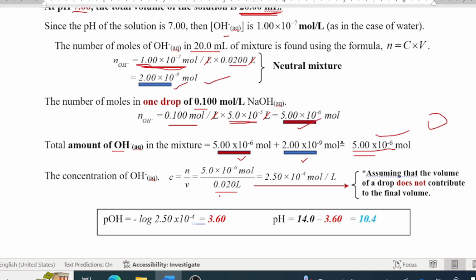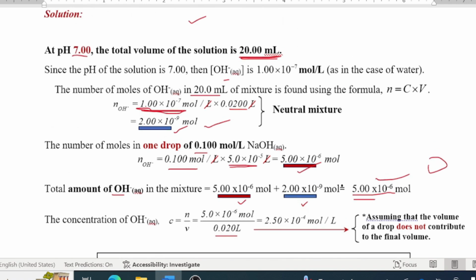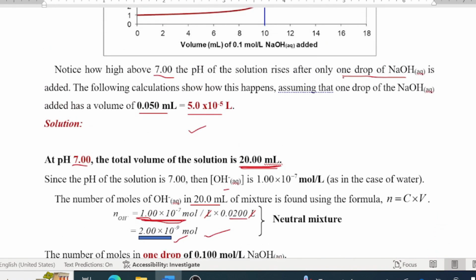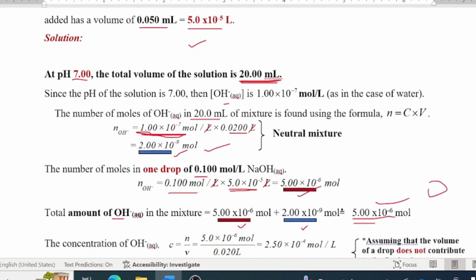It doesn't change this by much, right? It does not contribute. Look how small that 1 drop is, okay? Look at the volume of the 1 drop. Very, very small, right? That volume of 1 drop is very, very small. See? It's like 0.0005. See that? So it wouldn't contribute much.